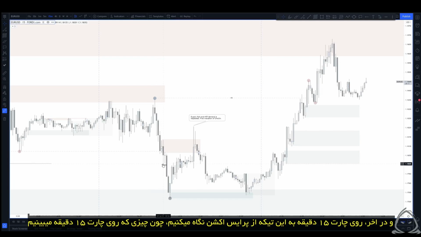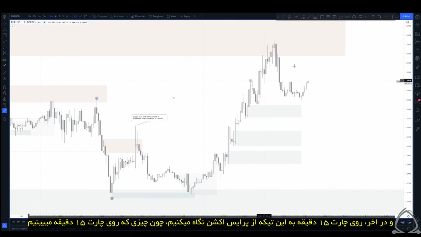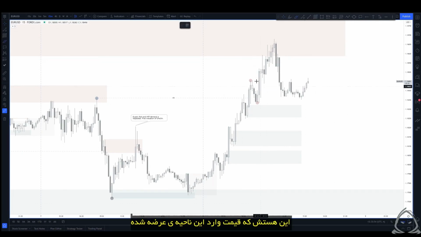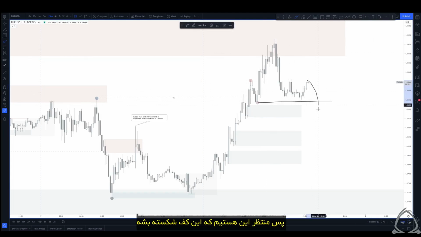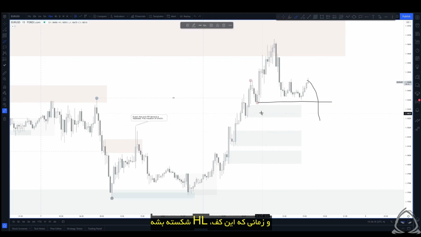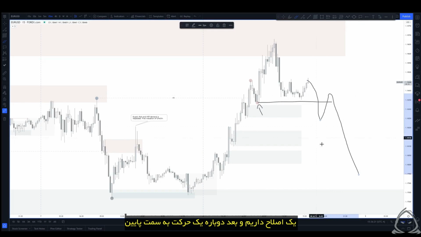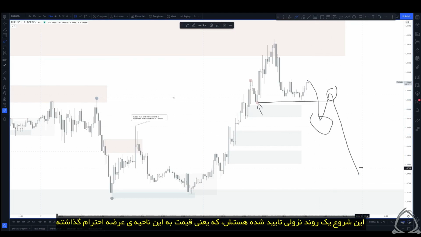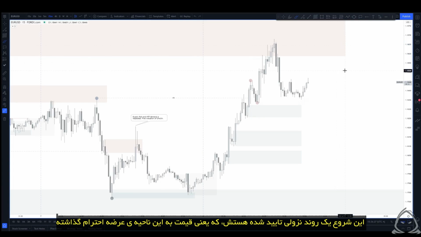Then finally, what we'll do on the 15-minute here is look at this particular bit of price action, because what we can see on the 15-minute chart is that price has now tapped into this supply zone. So what we'd be looking for is this low to get broken. That would be our change of character, because up until that point, we are still very much bullish. Once that low, this higher low, is broken, we get a retrace and then another move to the downside. We have a confirmed downtrend starting, which means price is in fact respecting this supply zone.